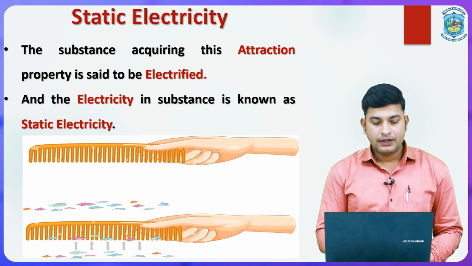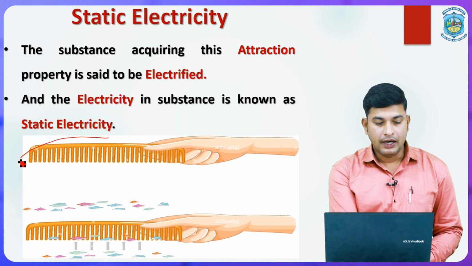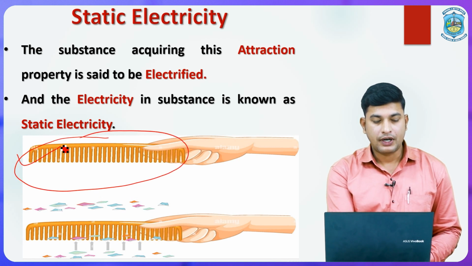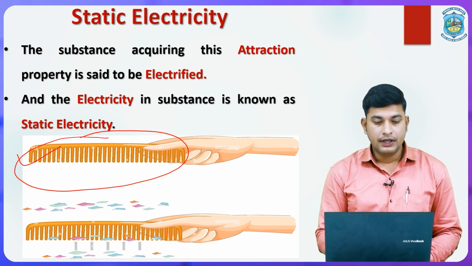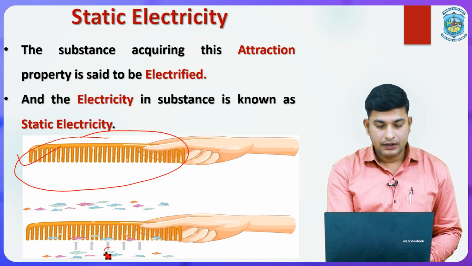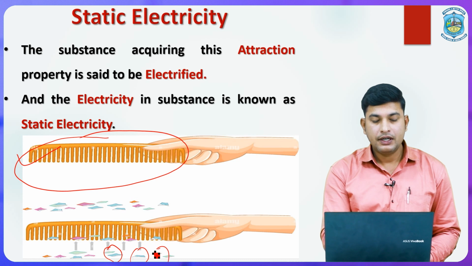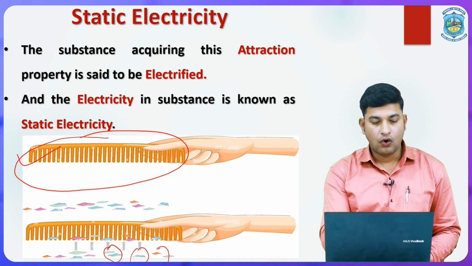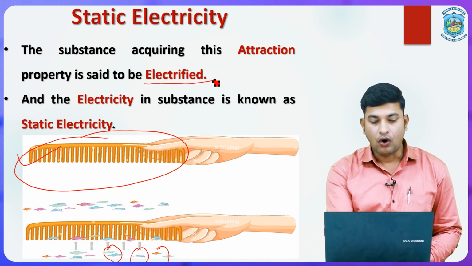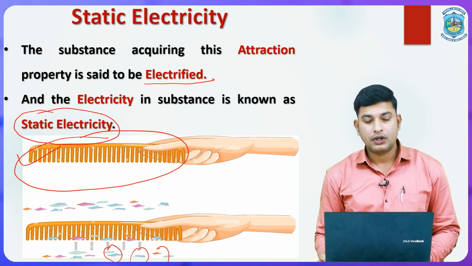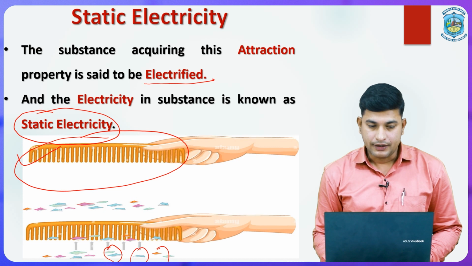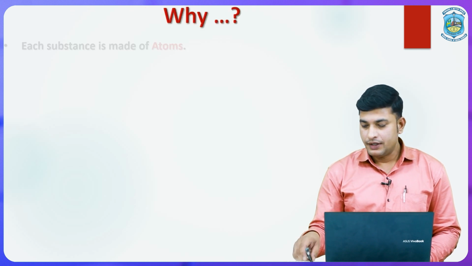So in this particular example, this comb is electrified and is capable of attracting other objects, the lighter bodies, which are these pieces of paper, easily getting attracted by the comb. So this comb is known as the electrified object, and the electricity produced during this process is known as static electricity. So why is this actually happening?